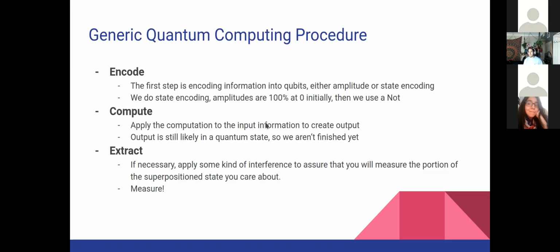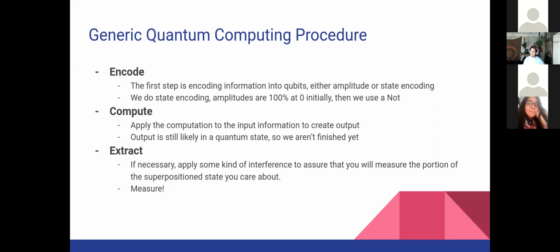The next step is the computation step, which is simply applying whatever computation you wanted onto this superpositioned or quantum represented state or set of states. And the output is likely a quantum state, so you can't just call it a day here. There's still lots of work to be done on changing this into something that's easily interpreted by us and is in a classical manner. The last step takes care of that.